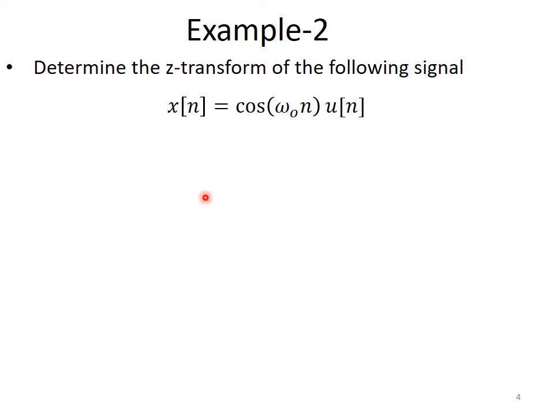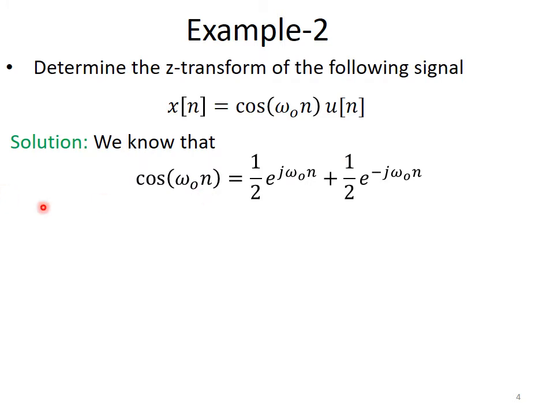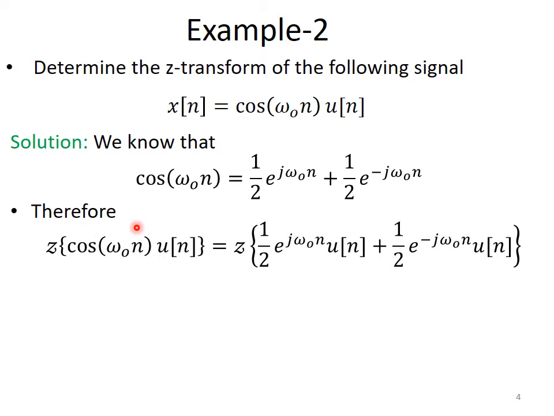Now let us solve another example in which we are given x of n equal to cos omega naught n into u of n. We know that the cos function can be written in this form using Euler's formula. So cos omega naught n is equal to 1 upon 2 exponent of j omega naught n plus 1 upon 2 exponent of negative j omega naught n. Now x of n is basically a sum of two complex exponentials, and they are both multiplied with some constant. So we can use the linearity property to find the Z transform of this.